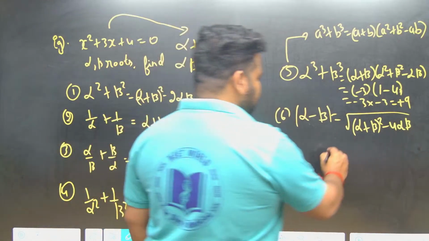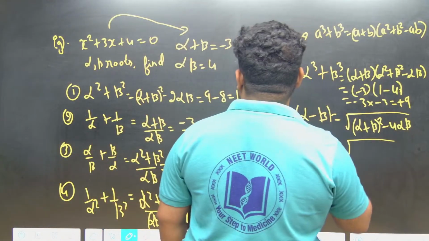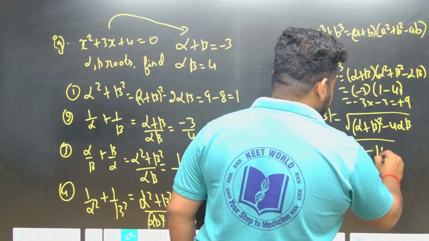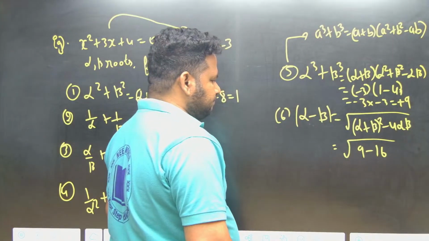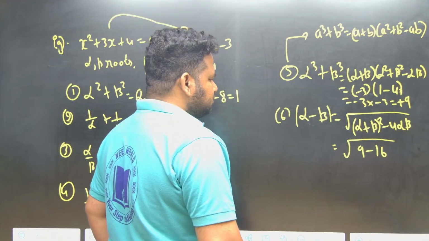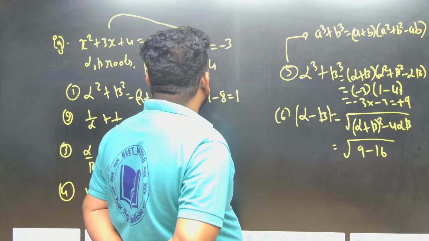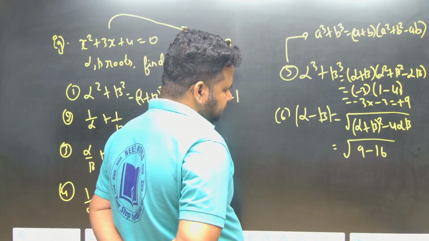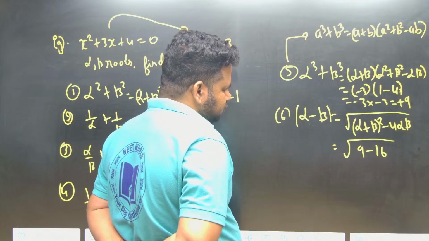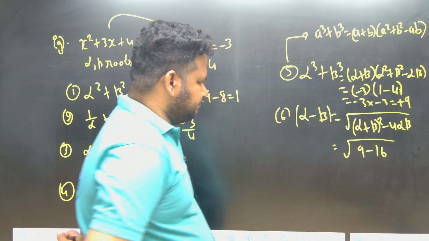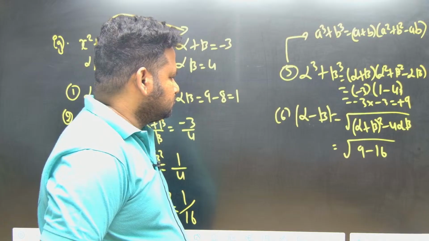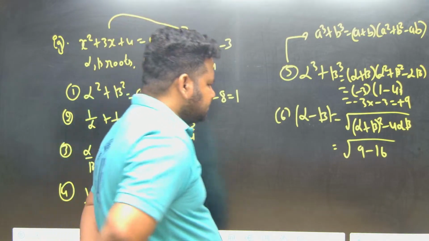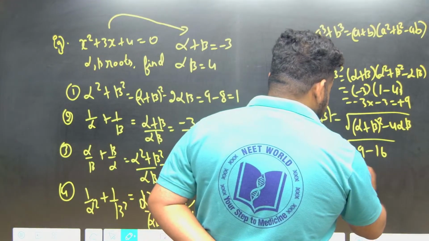So alpha plus beta whole square is what? Alpha plus beta, what is the value? Minus 3, that is 9. Minus 4 alpha beta is what? 4 times minus 4 is minus 16. So I should put alpha minus beta, right? 9 minus square root of 16, so I will be having minus square root of 7.